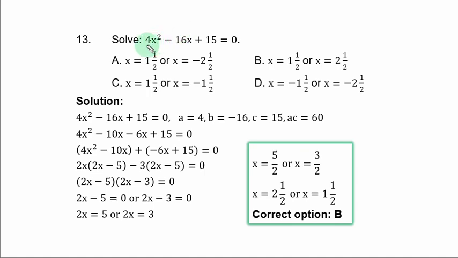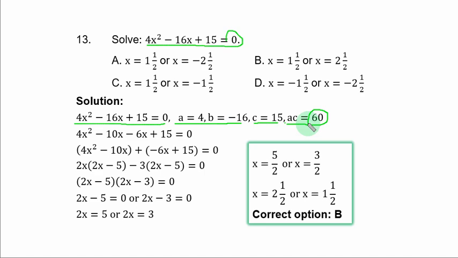Question 13. Solve 4s squared minus 16s plus 15 equal to 0. Let us compare the given equation with the general quadratic equation as squared plus bs plus c equal to 0. Agree with me that a is equal to 4, coefficient of s squared. b is equal to minus 16, coefficient of s, and c is equal to 15, the constant term. Whenever a is not equal to 1, you always look for AC, and AC means 4 times 15, that is 60. Your attention is now on 60, not 15.